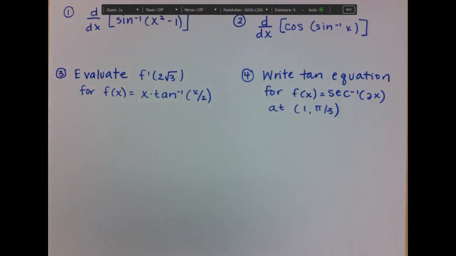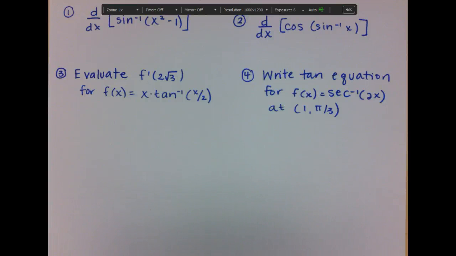This video goes along with the PowerPoint included on Canvas for section 3.10, where we're finding the derivative of inverse trig functions. There are 4 examples given, and I just want to work those 4 examples so you can see where the answers came from.